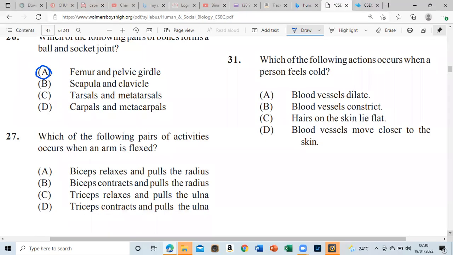Let's go, let's go. Which of the following pairs of activities occurs while an arm is flexed? Is it A, biceps relaxes and pulls the radius, B, biceps contracts and pulls the radius, or is it triceps relax and pulls the ulna, or is it triceps contracts and pulls the ulna? If you know the answer, what is it? Number 27 is, drum roll, let's get ready. 27 is B. Biceps contracts and pulls the radius. Do remember that, guys.